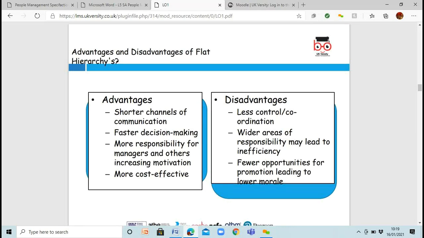So there are advantages and disadvantages to the flat hierarchy. The advantages are that there are shorter channels of communication, it's faster decision making, there's more responsibility for managers and others, increasing motivation, and it's cost effective. But the disadvantages are that there's less control or coordination, there are wider areas of responsibility that might lead to inefficiency, and there are fewer opportunities for promotion. So you're not really going to have staff with very high morale saying, oh, I'll be able to go up the chain of command.